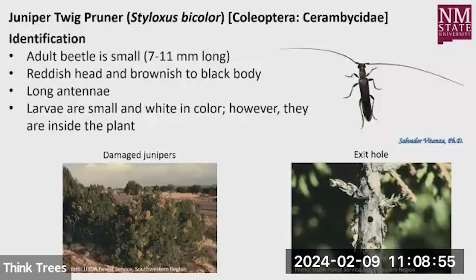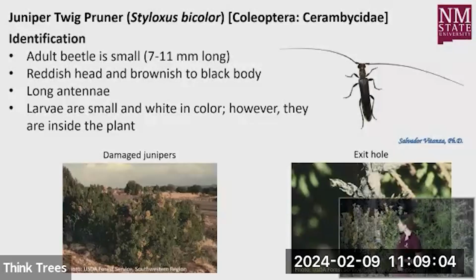The next one that I've gotten sent in is this juniper twig pruner. So this is a longhorn beetle. These beetles are pretty small. They've got this reddish head, a darkish body, it can be brown or black. They have very long antennae, as cerambycids do, and the larvae are very small and creamy white in color. But you don't see them because they're inside the plant, right?